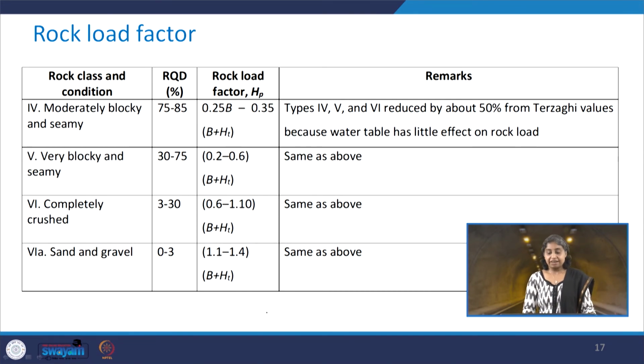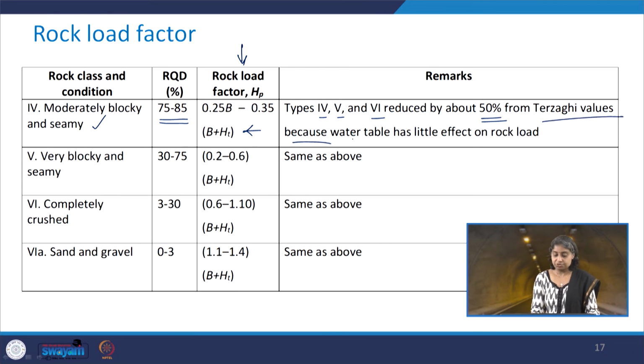Coming to the next category, the fourth rock class, which corresponds to RQD values between 75 to 85%, in that case the rock load factor is defined as varying between 0.25 times B plus HT to 0.35 times B plus HT. In this case, types 4, 5 and 6 are reduced by about 50% from Terzaghi's values, because the water table has very little effect on the rock load.